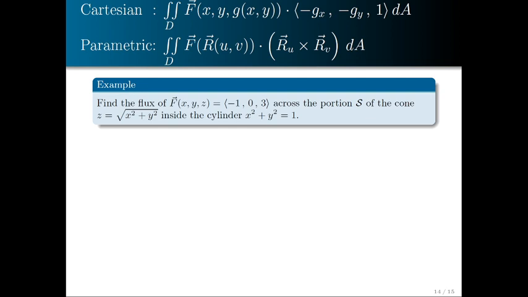So this would be our last example for this lecture video. Again, we want to find the flux of this three-dimensional force field F, or sorry, velocity field F, which is constant. It's equal to the constant vector negative 1, 0, 3 across the portion of the cone given by this that lies inside the cylinder with equation x squared plus y squared equal to 1.